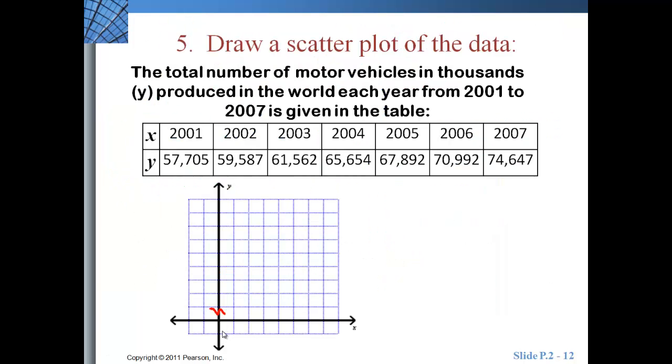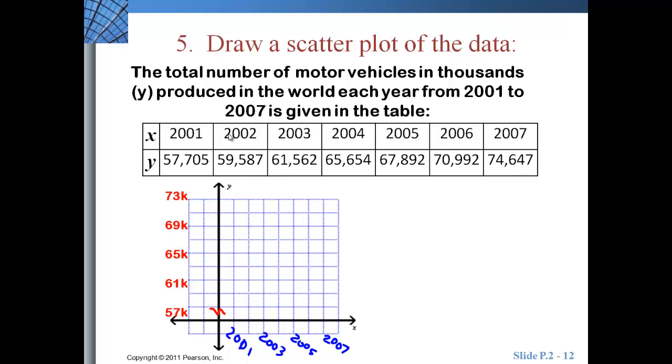The last example on this one is you're going to draw a scatter plot of the data. And the big thing on this is labeling your graph. Since these are in years 2001 to 2007, it goes along the x-axis. So we're going to have 2001, I'm going to skip one, 2003, 2005, 2007. And then these go by thousands. Instead of starting at 0, however, I'm going to start at 57,000. So this first line's 57,000. Then each line is 2,000 more. So 61,000, 65,000, 69,000, and 73,000.